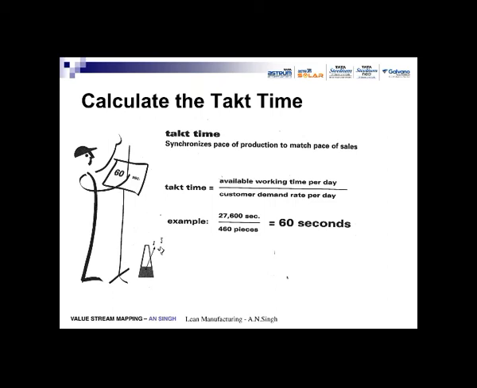An example: in a company, 8 hours of available time is 27,600 seconds. Out of 8 hours, the actual time is this much, where the machine is available for operation. And if 460 pieces are required every day, then what is the takt time? The demand rate is 60 seconds. It means every 60 seconds, one unit of finished product must come out from the process. This is the current requirement of the market.